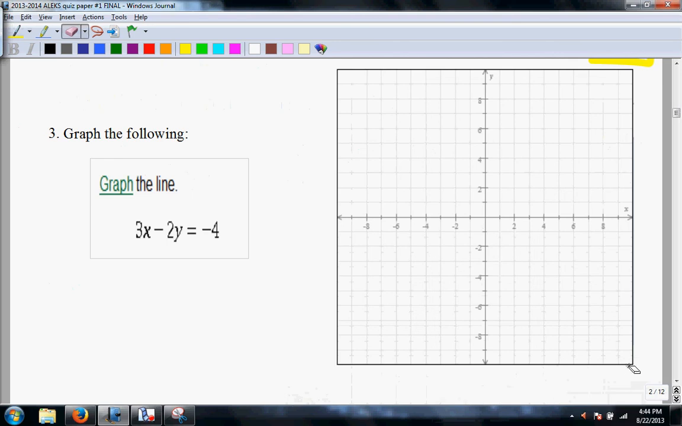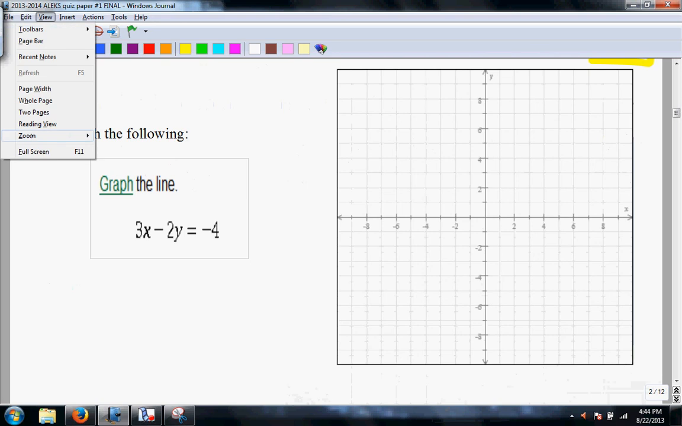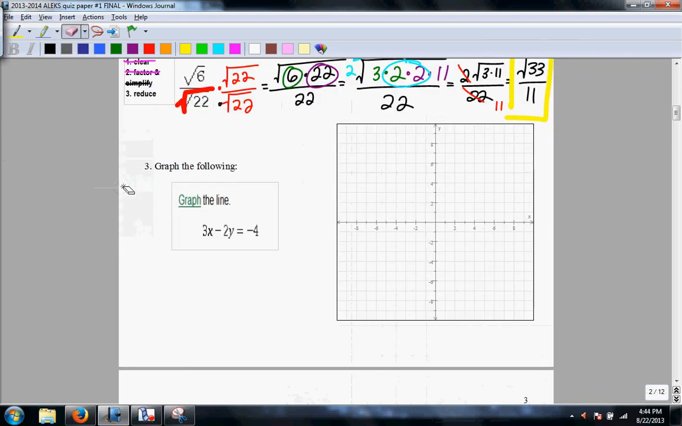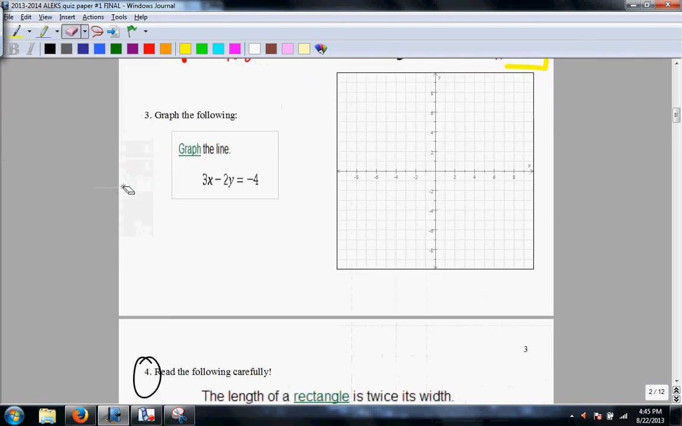Okay, now we're going to graph the line. There's a couple ways we're going to graph this line. One would be to use intercepts. Another way would be to use y equals mx plus b. So step 1, I'm going to show you how to use y equals mx plus b by doing this. We're going to write the equation here on the left, 3x minus 2y equals negative 4. Follow with me. Your goal is to get y by itself.